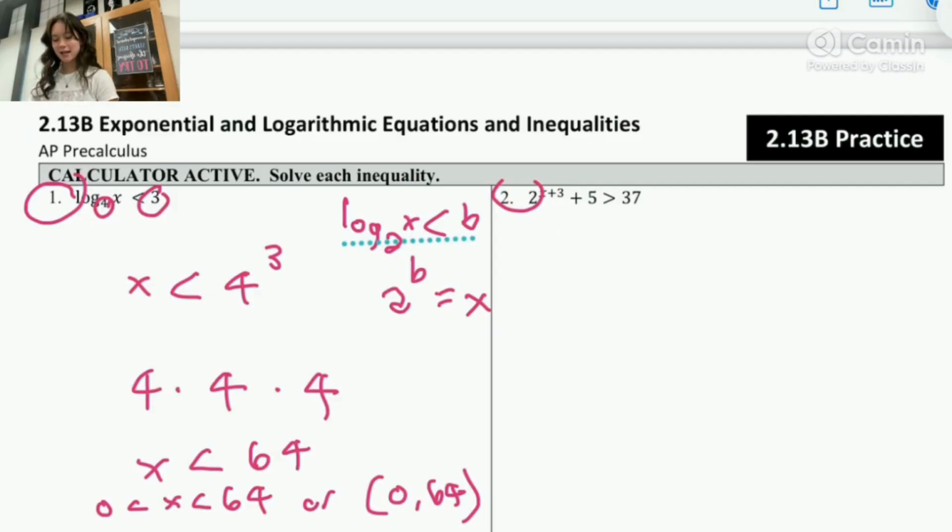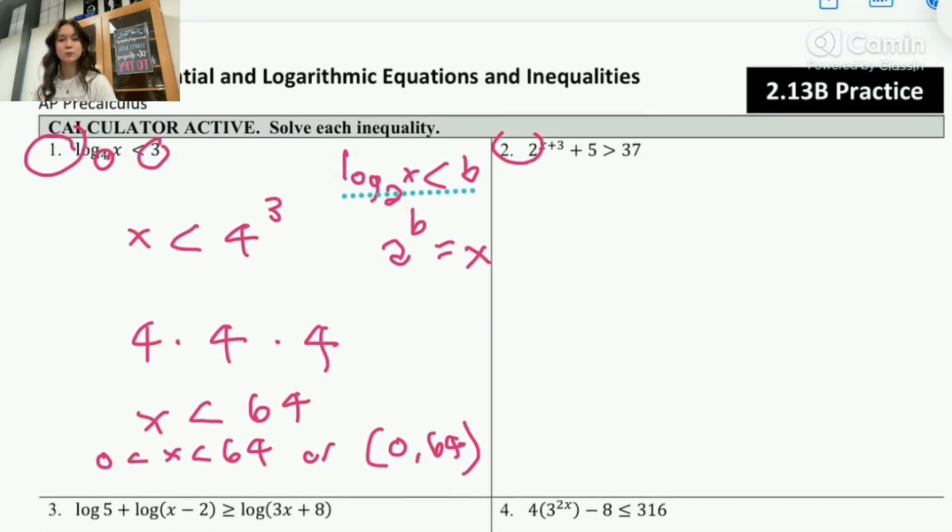All right, the next one we're going to do is number 2. So that's 2 to the power of x plus 3, and then plus 5 is greater than 37. So we're going to treat this just like a regular equation, and we're going to subtract 5 from both sides. So it'll be 2 to the power of x plus 3 is greater than 32.